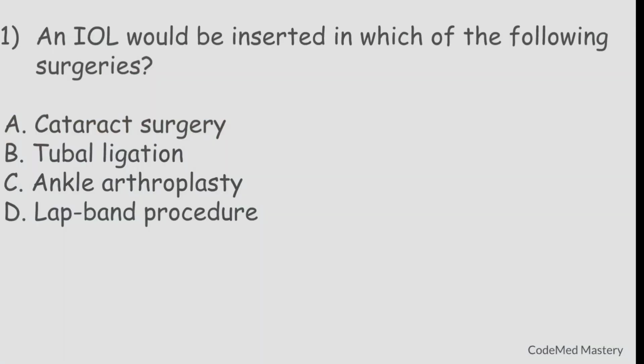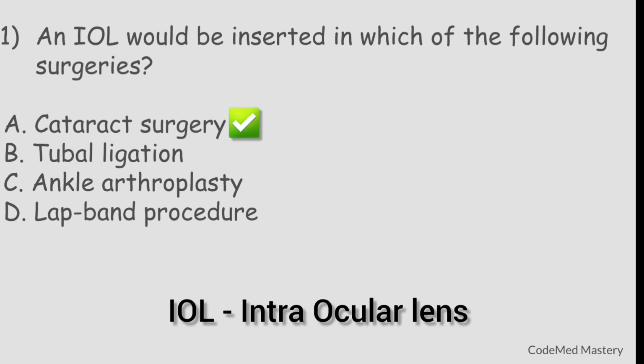An IOL would be inserted in which of the following surgeries? Option A, cataract surgery. Option B, tubal ligation. Option C, ankle arthroplasty. Option D, lap band procedure. The right answer is option A, cataract surgery. IOL is an acronym for intraocular lens. So it is an artificial lens that replaces the crystalline lens following cataract surgery.